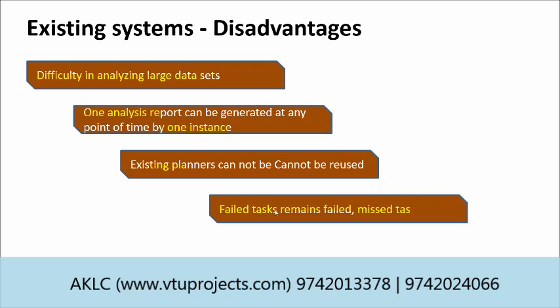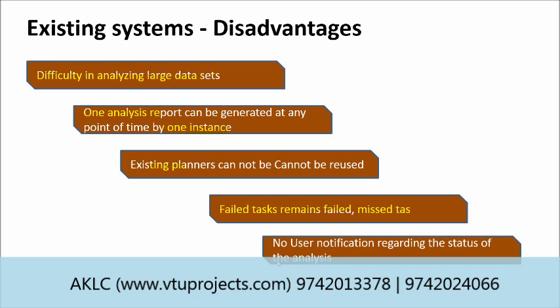The meaning of a failed task is this: at 3 p.m., assume that the task has been started. The execution has started, but it has never ended. The task has started, but due to some external factors, it never ended. We call it a failed task. None of the existing planners will bother to take care of this. And there is no user notification regarding the status of the analysis. Definitely there will be no email or message sent to the user who scheduled the job. So the user will be kept isolated from the result of the job. These are the disadvantages of the existing system.